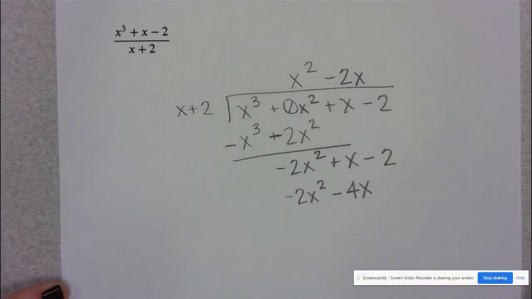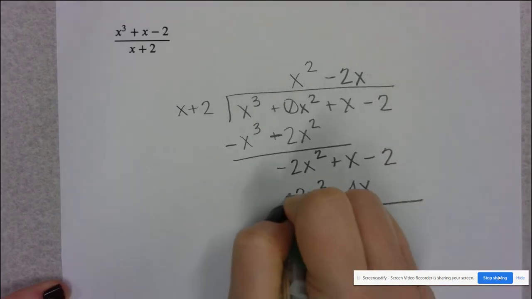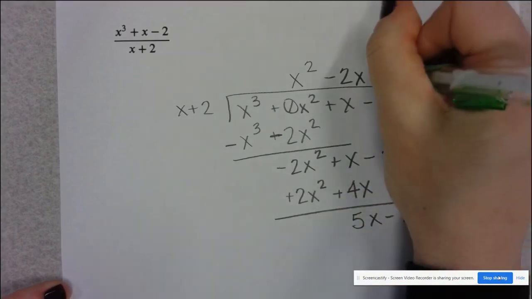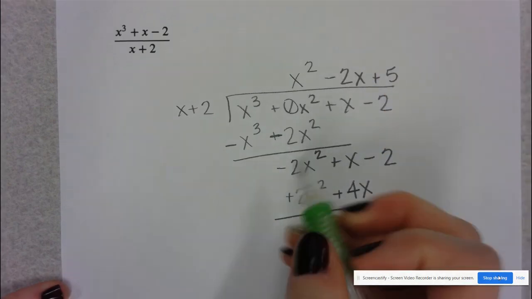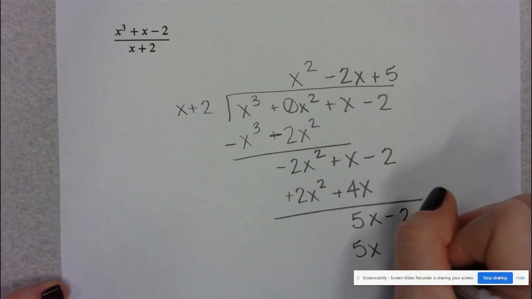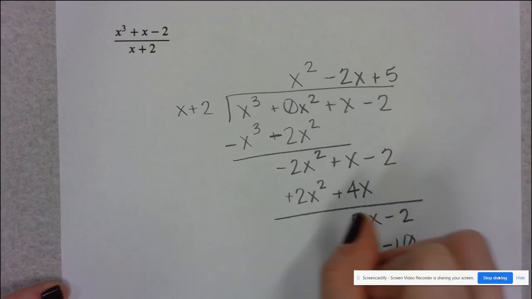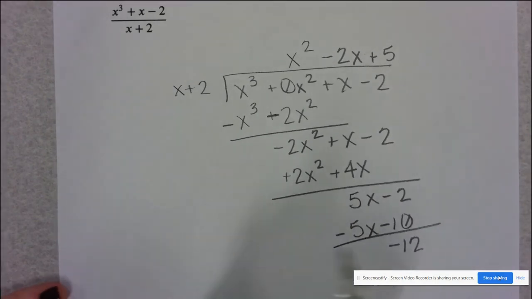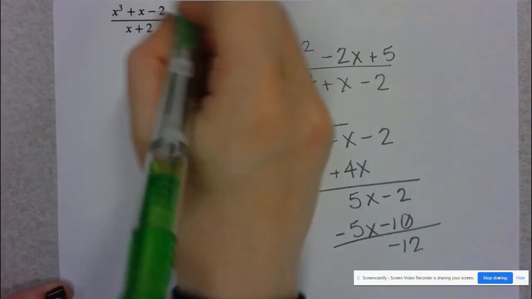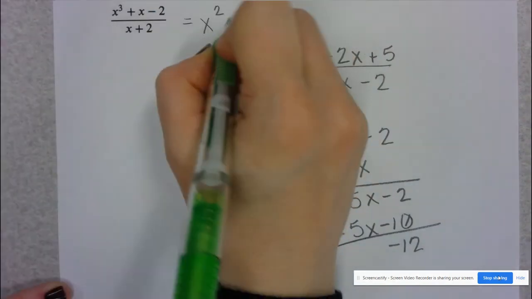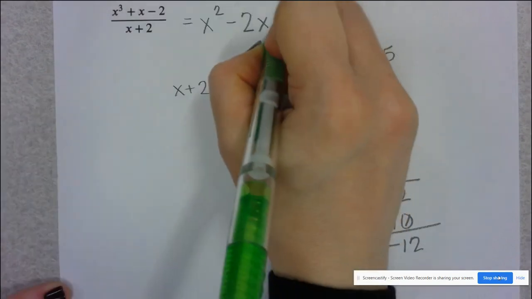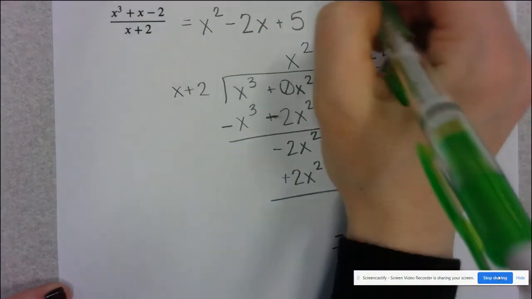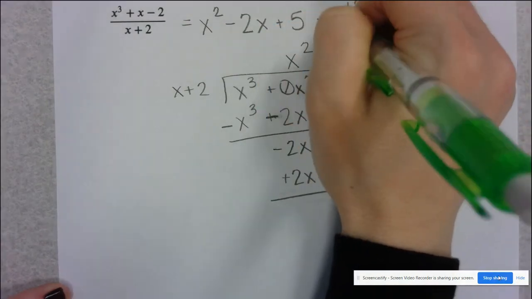So multiplying through with negative 2x. Doing the opposite, so this is going to give me 5x. So I would be multiplying by 5 in this case to get 5x. And now doing the opposite is going to leave me a remainder of negative 12. So my answer here will be written as x squared minus 2x plus 5 minus, because my remainder was negative, 12 over x plus 2.